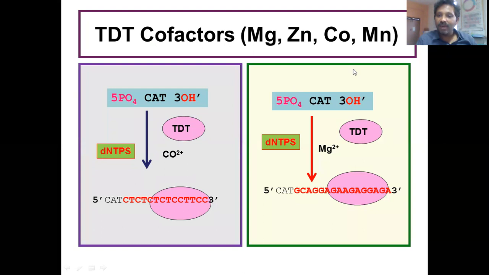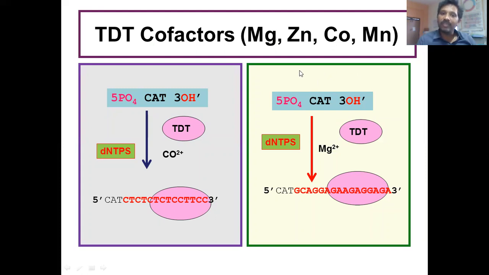Terminal deoxynucleotide transferase requires a metal ion as a cofactor. Not a single metal ion; it can use 4 different metal ions. For example, like any other polymerase, it uses magnesium, and it can also use zinc, cobalt, and manganese.